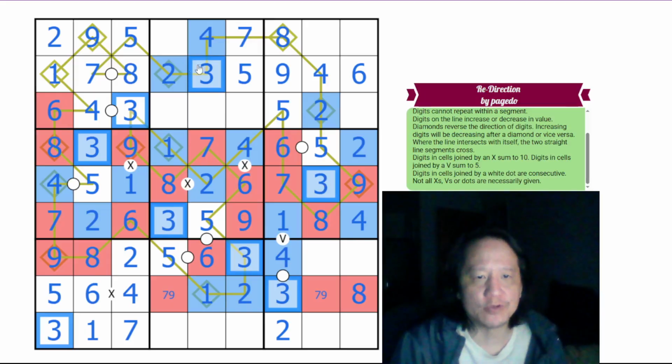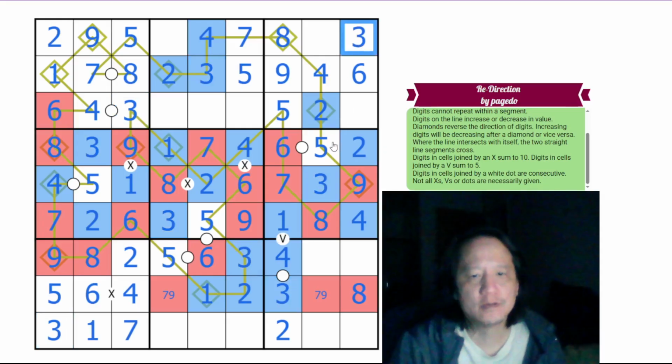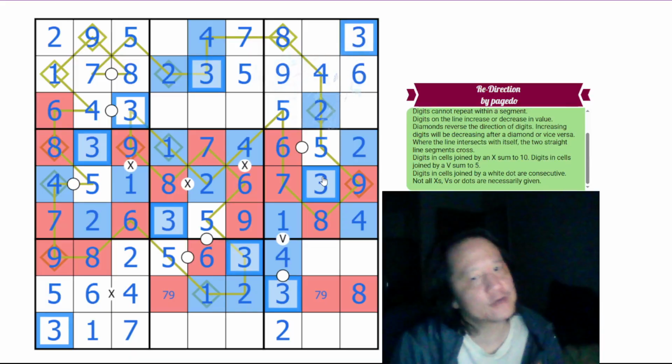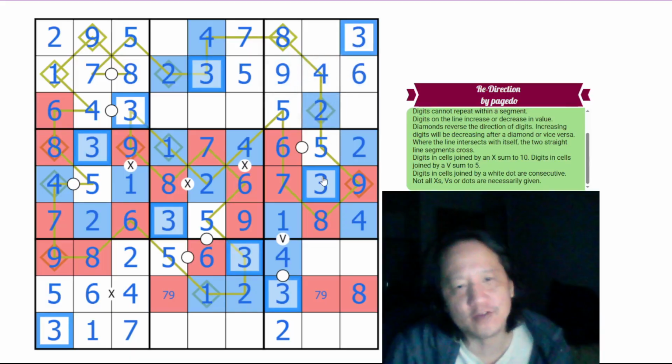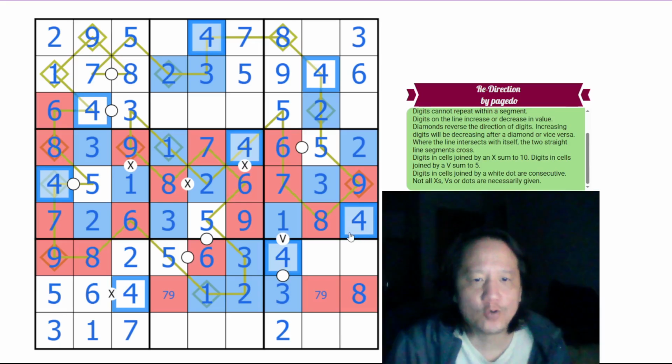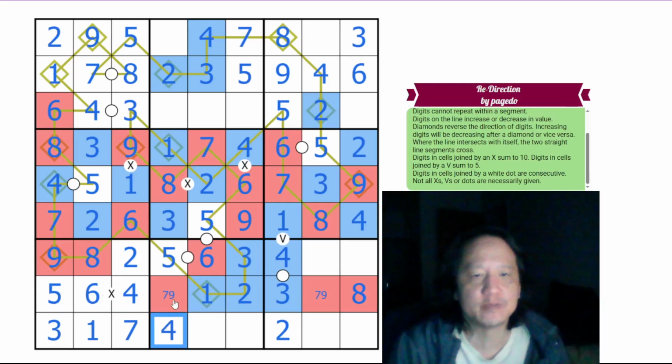3s. We have 8 3s. We know where the last 3 has to be. It has to be there. That's 3 in the corner. We celebrate again because we're even closer to solving this. 4s. We have 8 4s. We know where the last 4 has to be. It has to be there because it cannot be here or here.